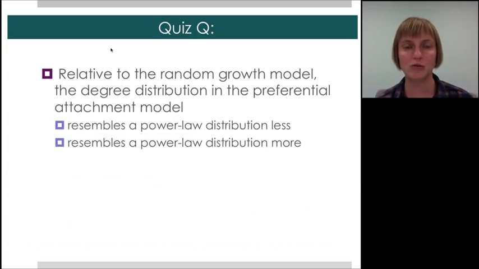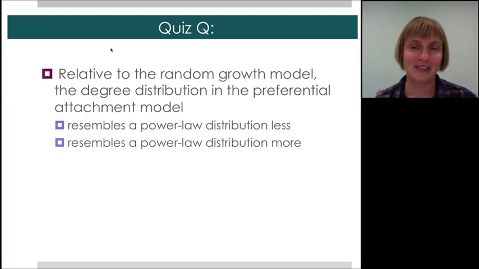So going back, we have our next quiz question, which is: relative to the random growth model, does the degree distribution in the preferential attachment model resemble the power law distribution less or more? Hopefully you got that it actually is more power law than the random growth model, which tends to have an exponential cutoff. And we know that this should match the Barabási-Albert model and that the exponent is 3. The power law exponent is 3.